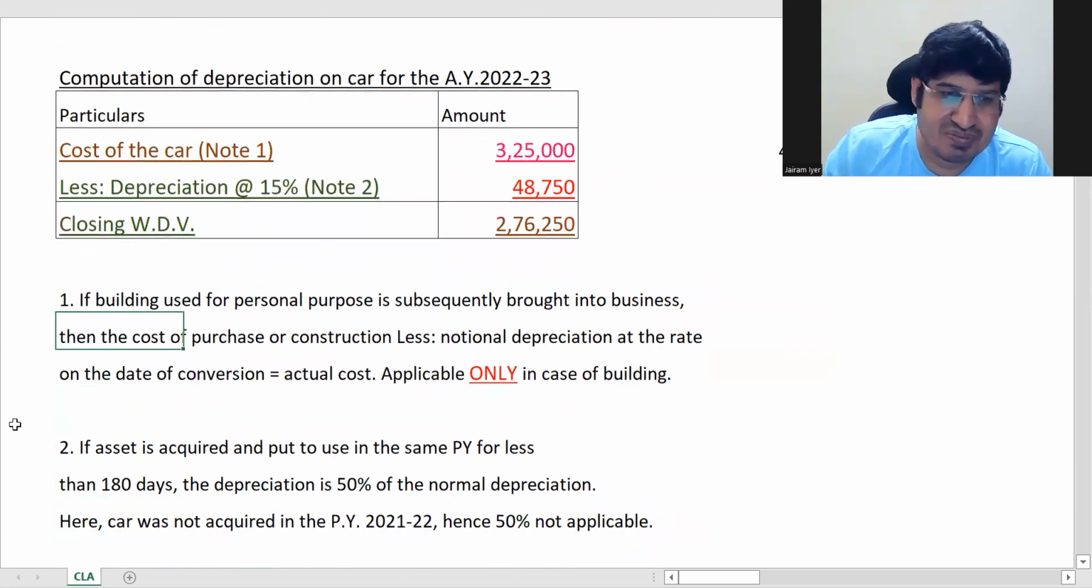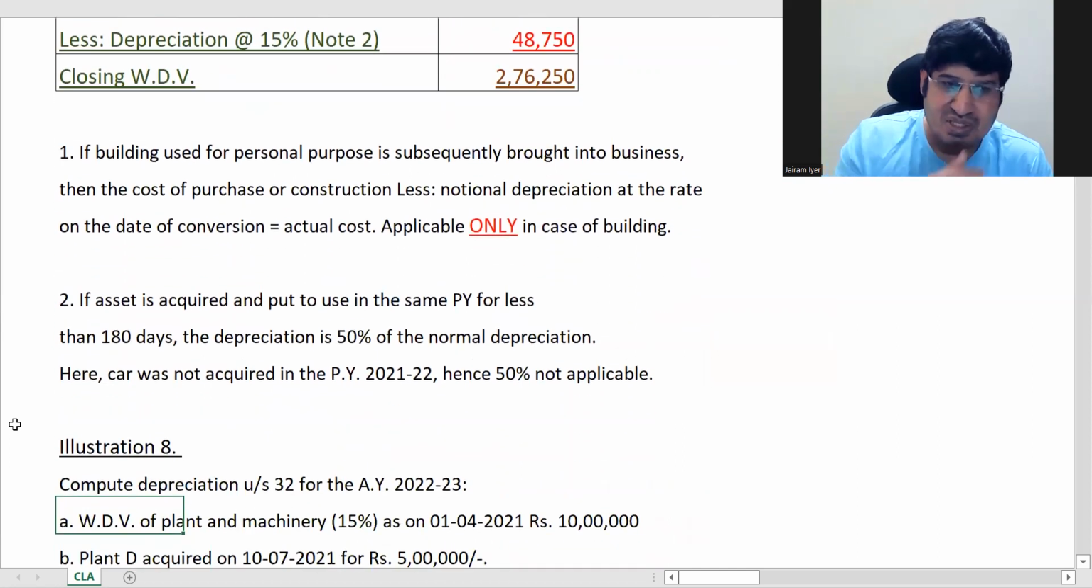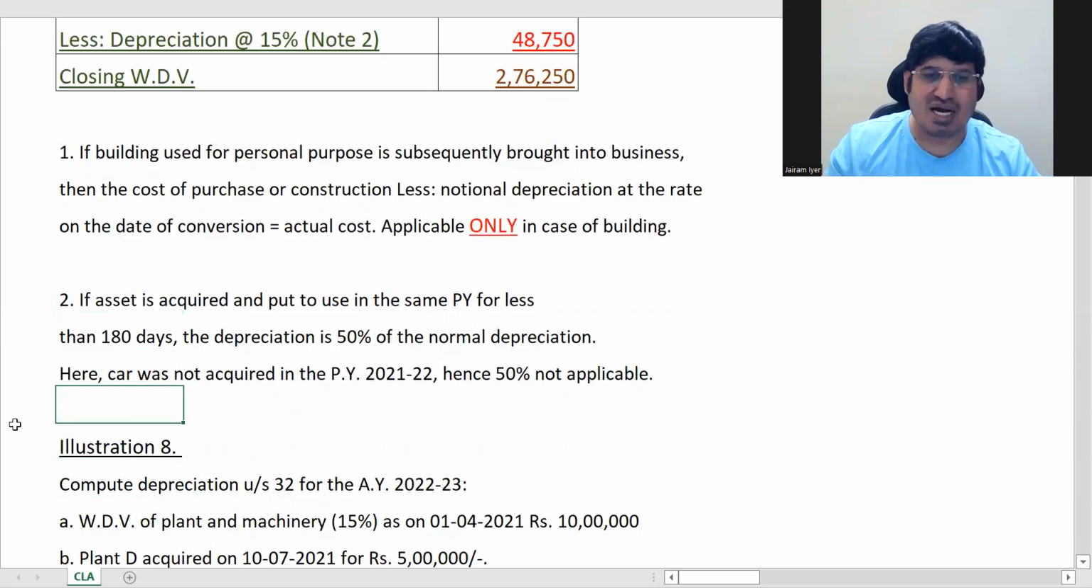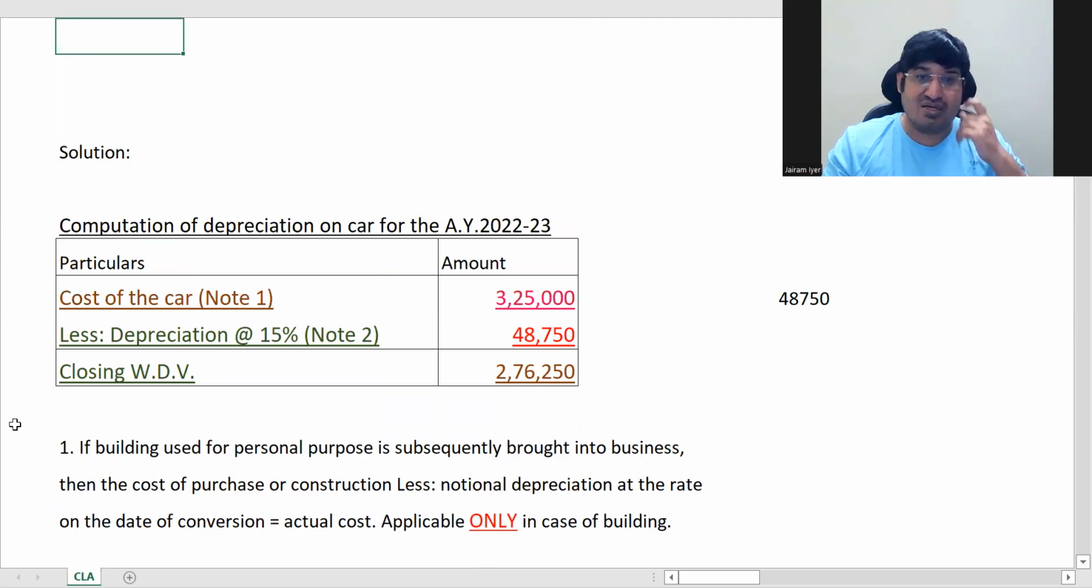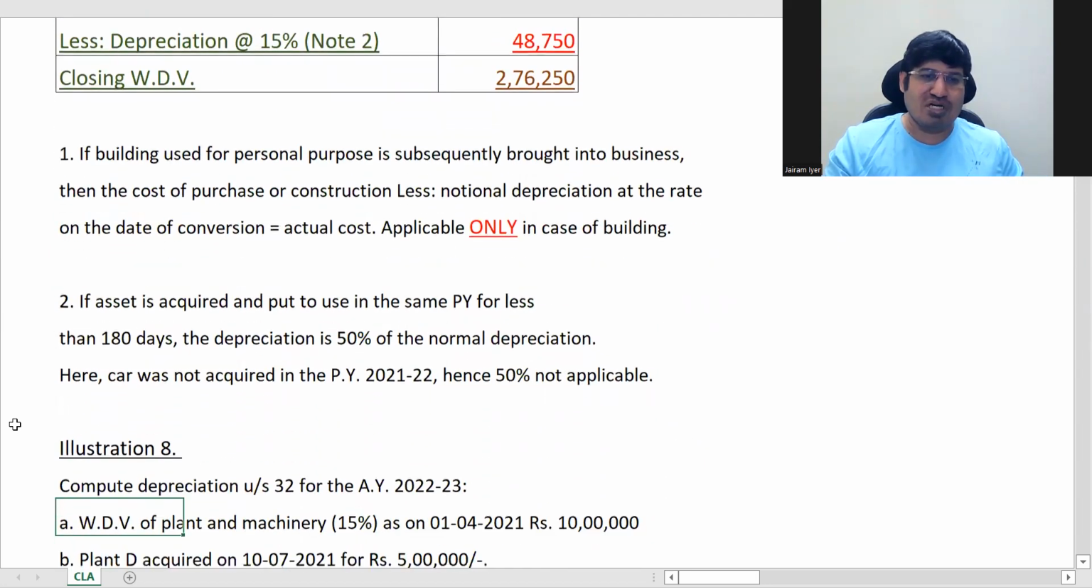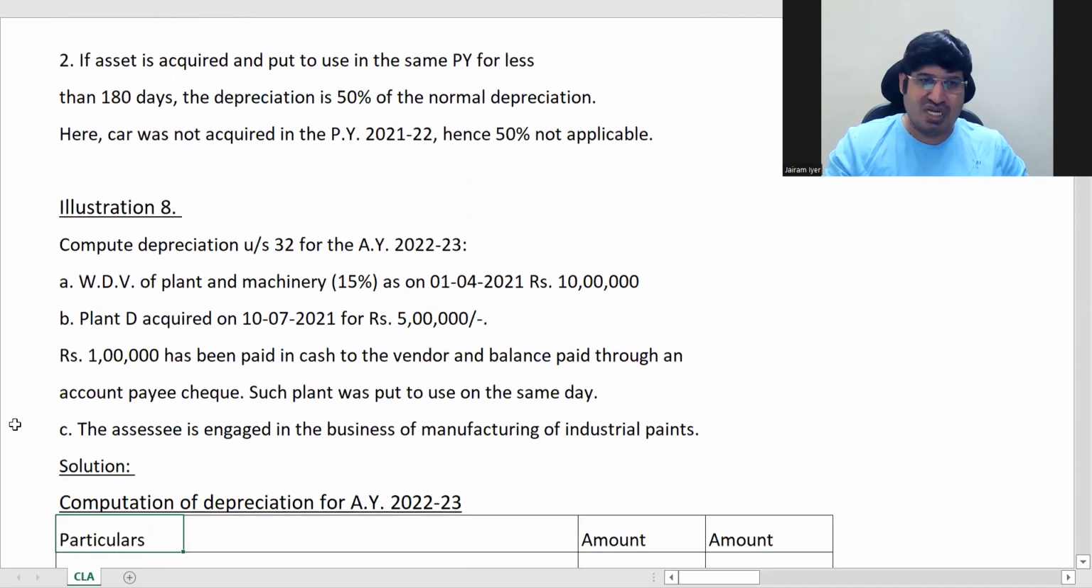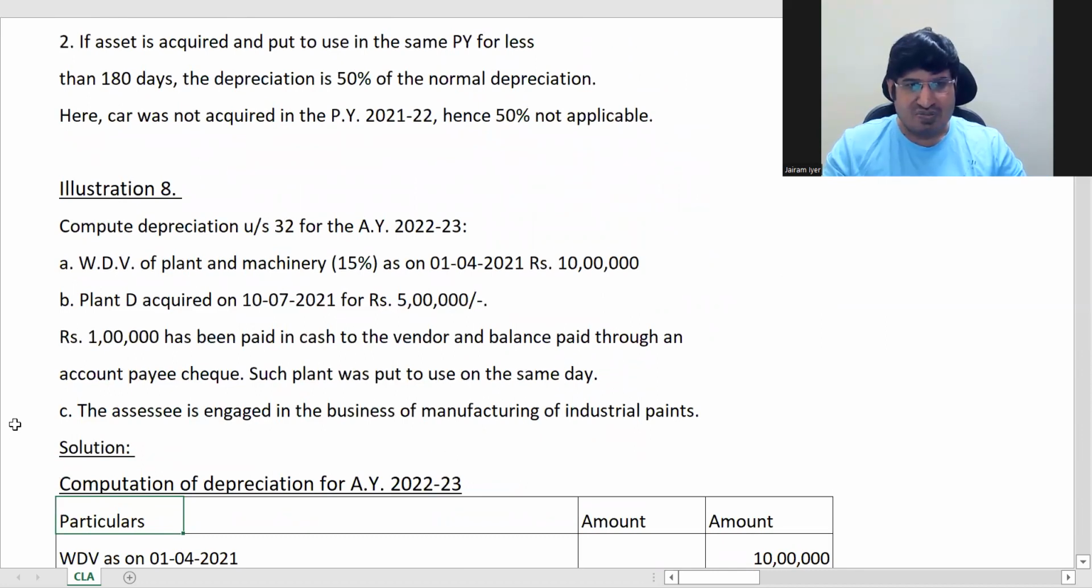ठीक है, यहाँ पे बस यही points है. This only one: notional depreciation is only for building. That is the first one. Depreciation will not be 50% because the car is not a new car. That's why it is not. ये दो points थे.